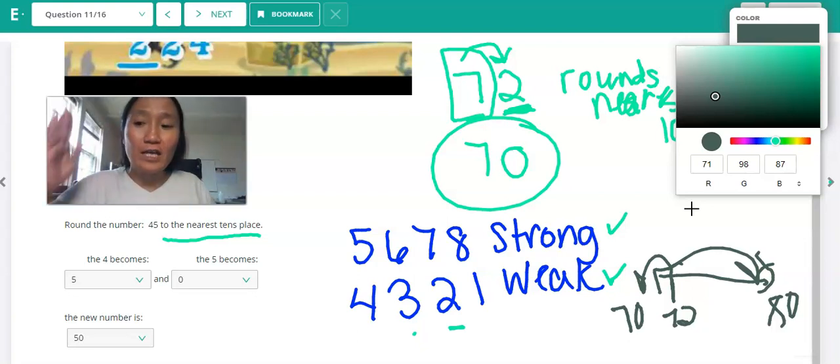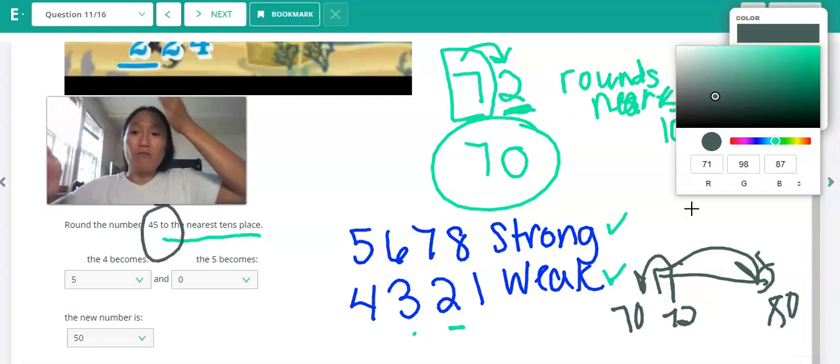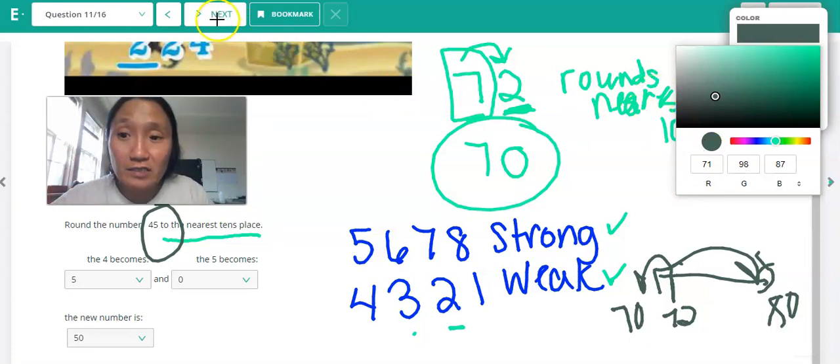So that's what you're looking at, is you're looking to change your number, whatever your number is. 45, it's sitting right smack in the middle of 40 and 50, so you just push it to the 50. Okay? Questions, concerns? Let me know. Work and practice on this. This is the new skill.